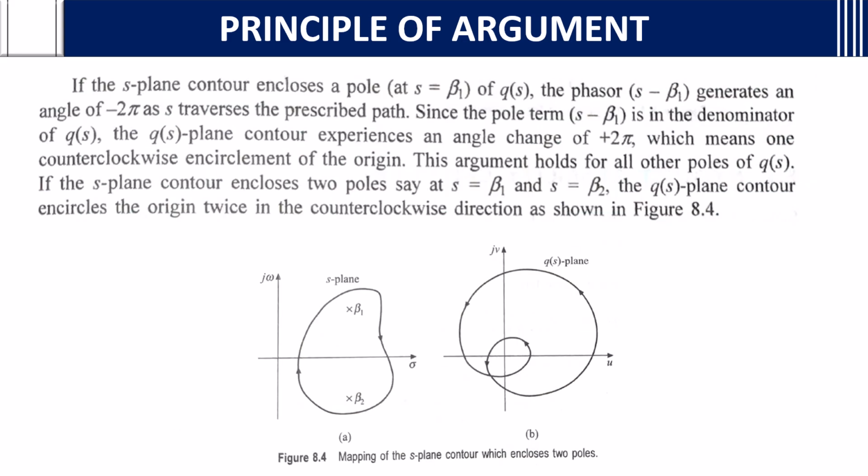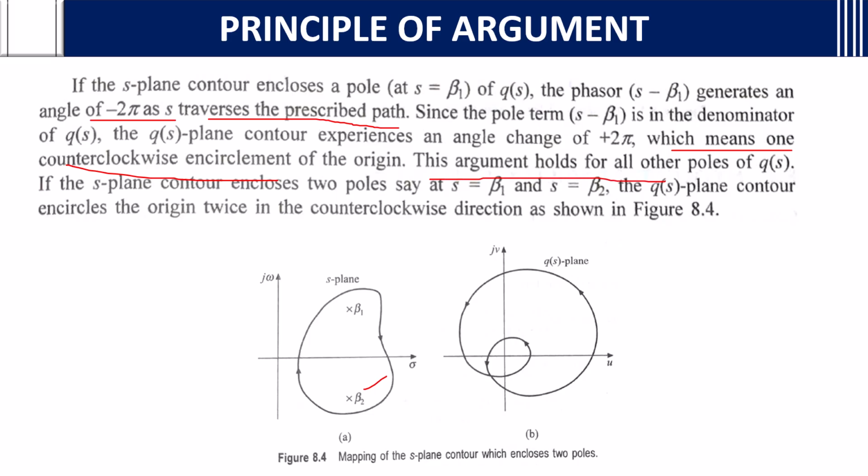If the S-plane contour encloses a pole, for example pole beta 1, the phasor S minus beta 1 generates an angle of minus 2 pi as S traverses the prescribed path. Since the pole term S minus beta 1 is in the denominator of Q of S, the Q of S plane contour experiences an angle of plus 2 pi, which means one counterclockwise encirclement of the origin.